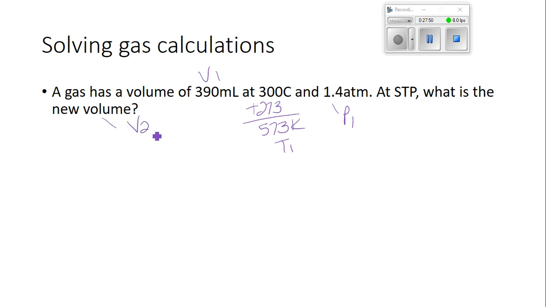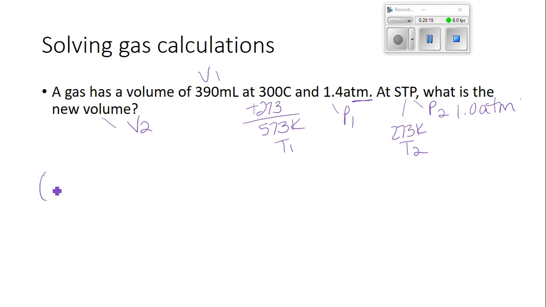So again, I'm finding V2, but I have to change the temperature to 273 K. That is my T2. And so my P2 is going to be, I go look on Table A again at standard temperature and pressure. If I want to use atmospheres, standard pressure is 1.0 atm. So I'm going to fill in my values.